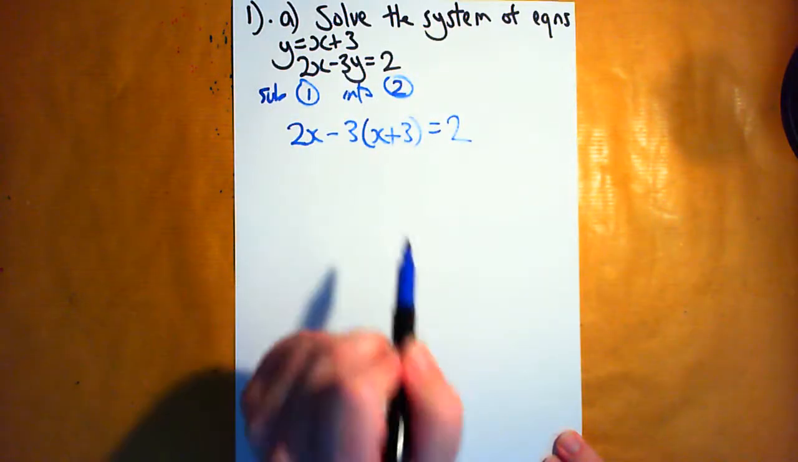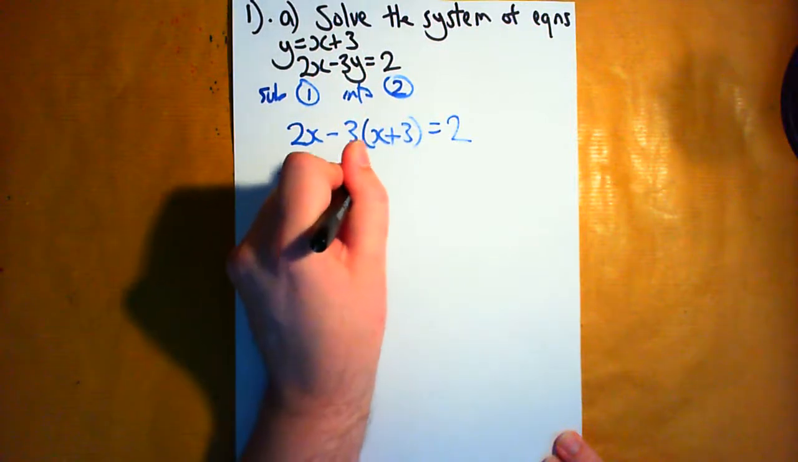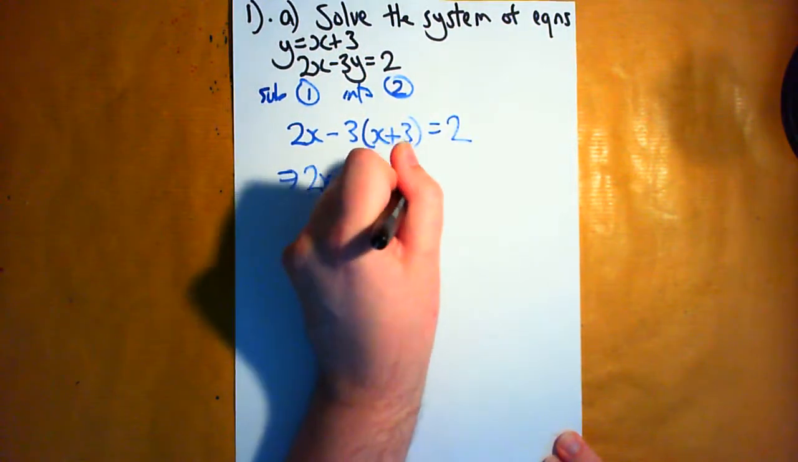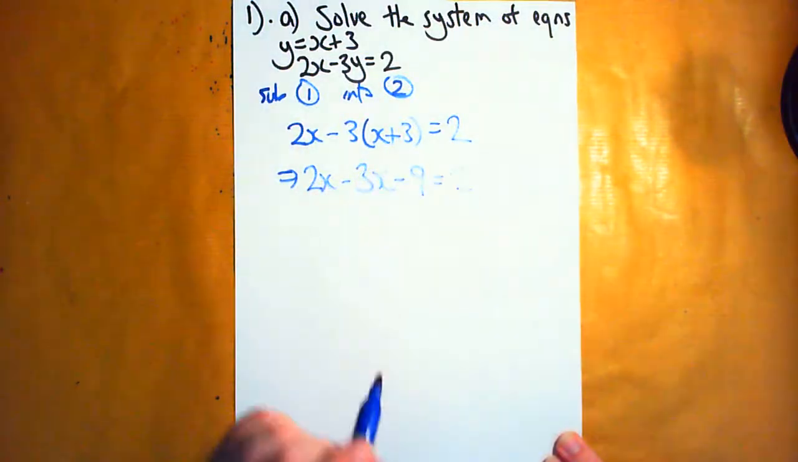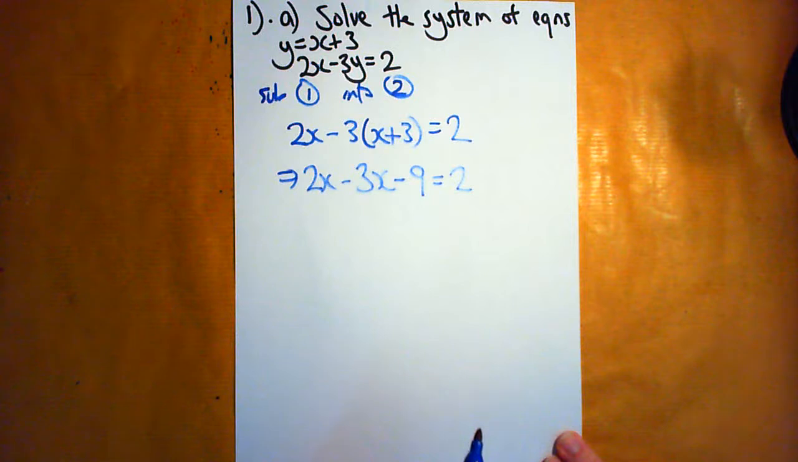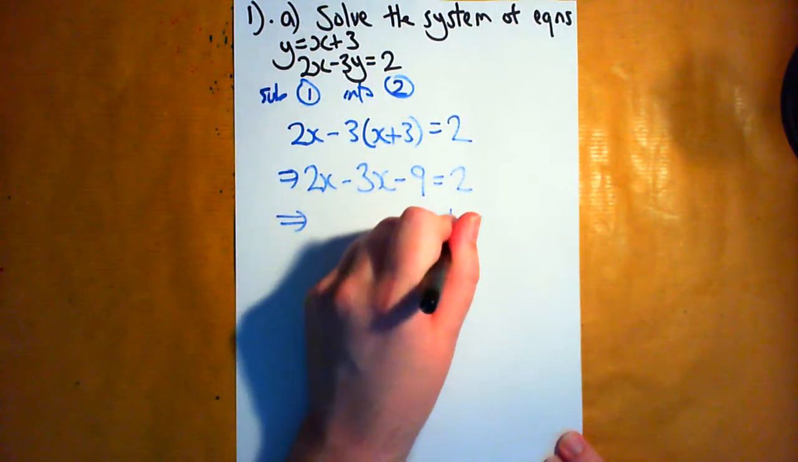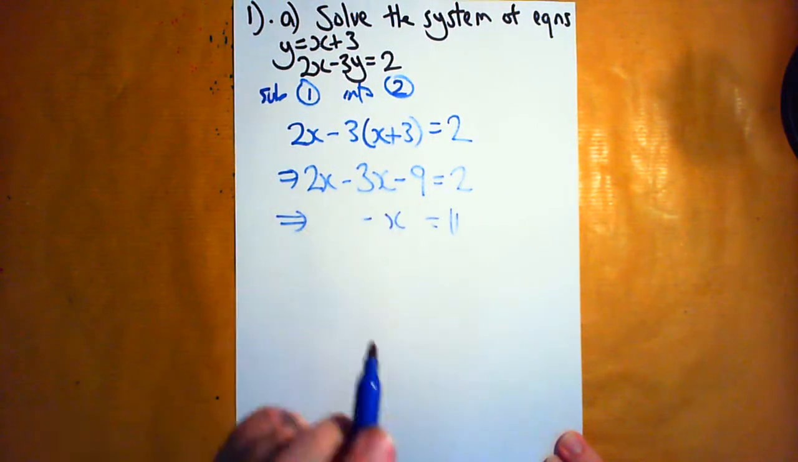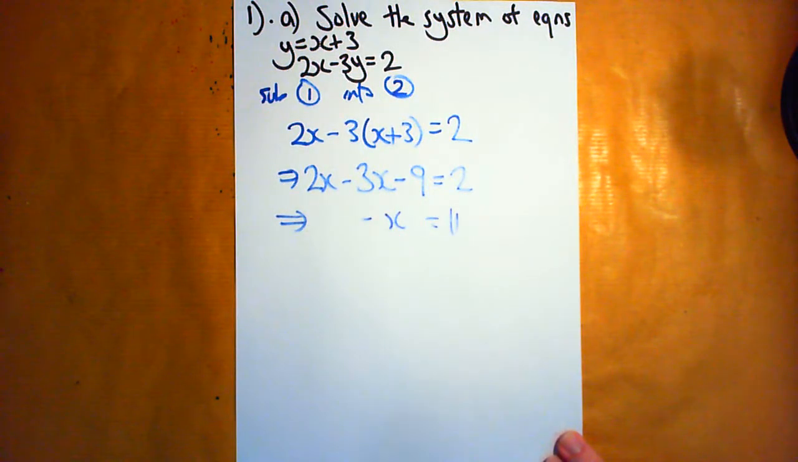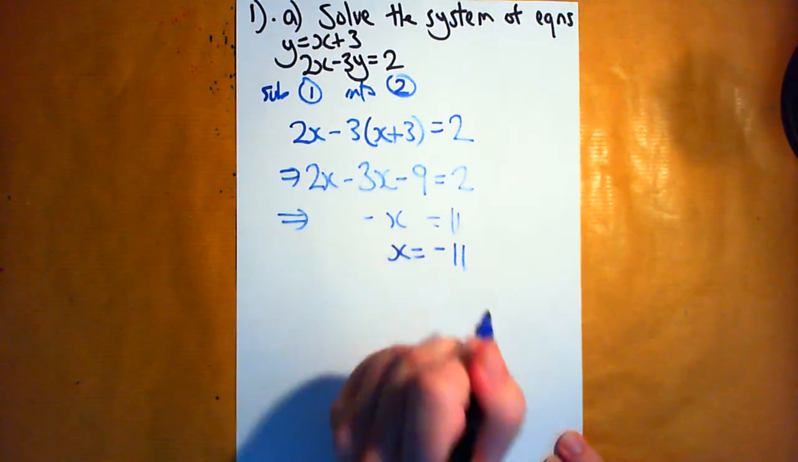Now let's multiply that 3 into the bracket, so we get 2x minus 3x minus 9 equals 2, and therefore we can move the 9 to the other side of the equation, so that gives you negative x equals 11, which means that x must be negative 11 if we divide both sides of that equation by negative 1. So we get x equals negative 11.